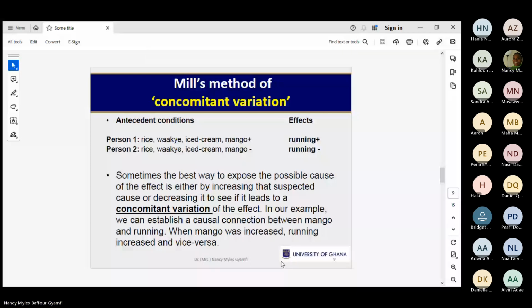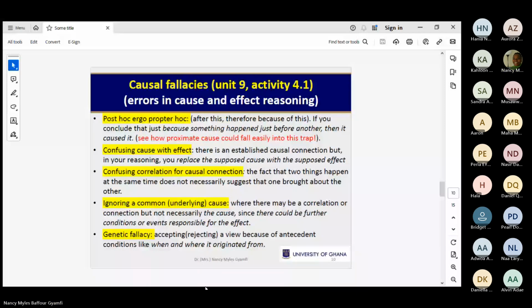I pause for questions. Any questions? This is our last slide. So any question? Very good.